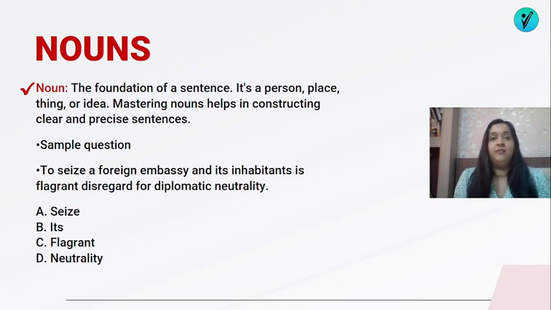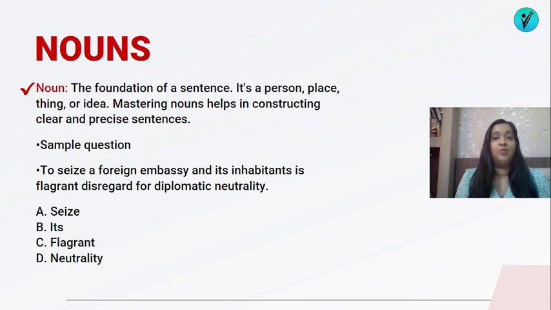Now, like I told you, there are four major types of nouns, which are abstract, collective, common, and proper. If you look at the four options which we have, "to seize" will not qualify as a noun, but an infinitive, because it's "to seize". "Its" over here is showing possessiveness or belonging. Again, it's not a noun. "Flagrant disregard" is being used here as an adjective. And neutrality, diplomatic neutrality, is the idea. So, abstract noun, and that is why we will choose option D as our answer.